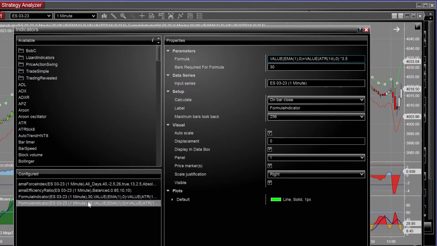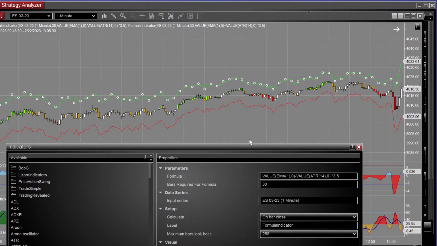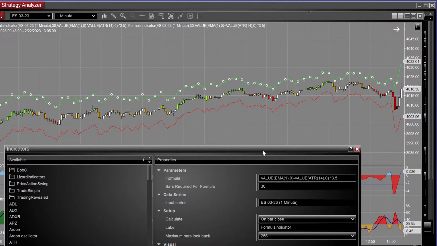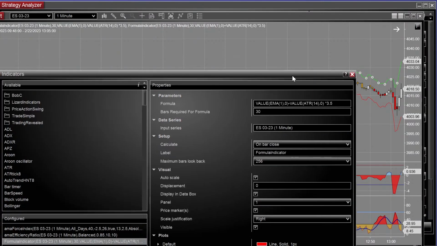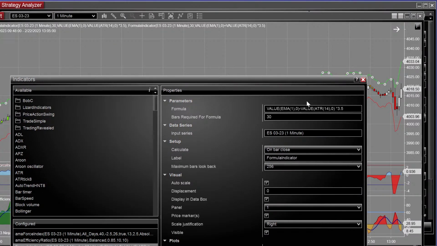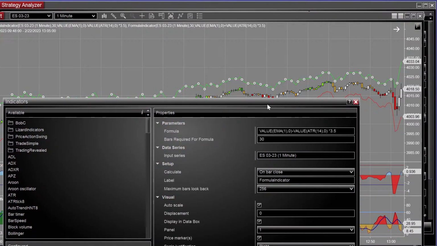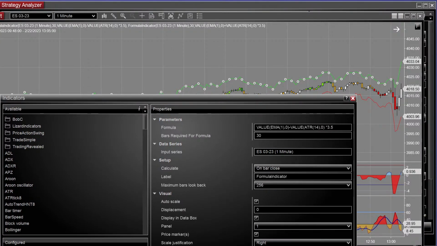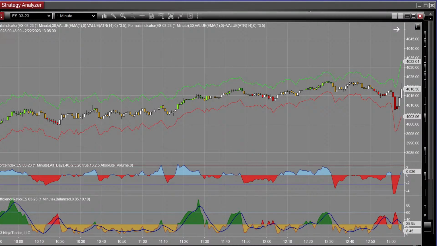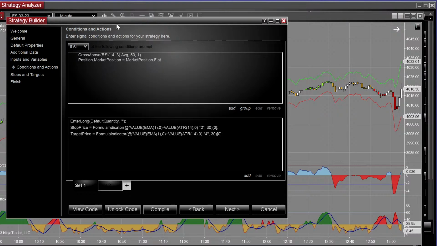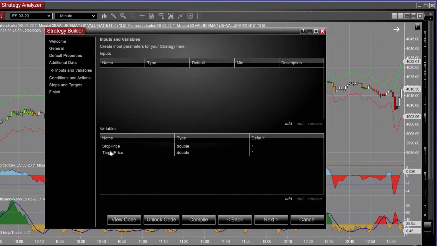Then we do the exact opposite for the deviation downwards. And obviously you could do a lot more with this indicator, but that's not what we're looking at. It's simply getting those ATR values above and below after any close price. So we get that, and then we go into the builder, and then we make variables, stop price, target price.